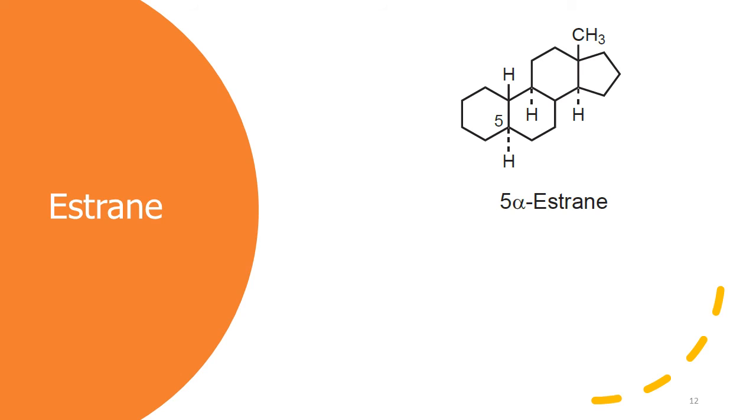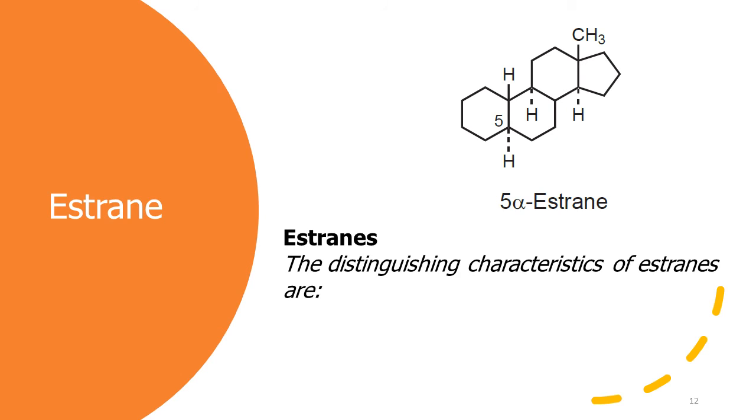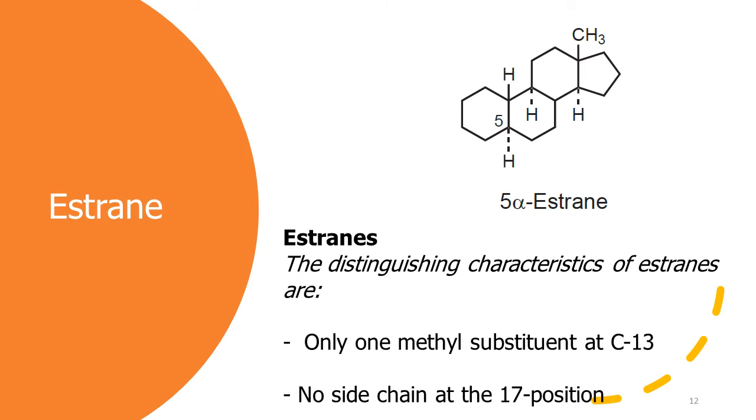Next is estrane. This is the 5 alpha estrane. If you see over here, the total number of carbon atoms is 18. The distinguishing character of estrane is only one methyl substitution at the C13 position, and no side chain at the 17th position.